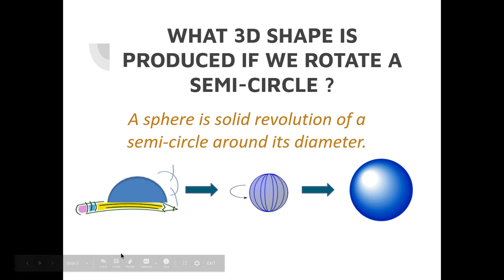That would be different if I put the axis of rotation going vertically as opposed to horizontally, putting it vertically through the center. That would create an entirely different shape.